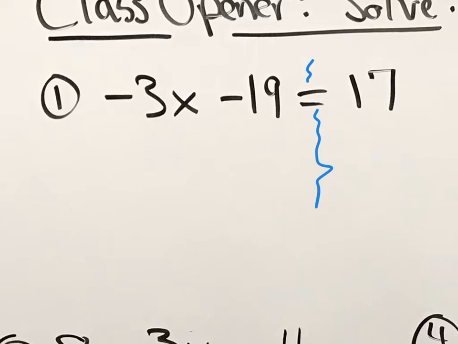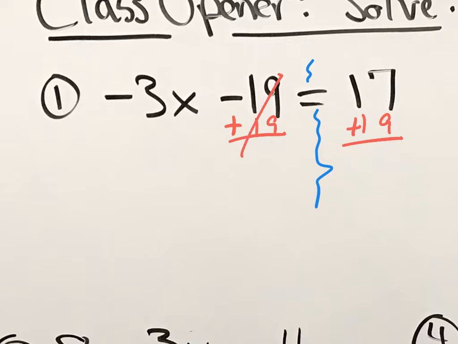You want to get x by itself on the left side. So it has a negative 3 and it has a negative 19. Which one do we get rid of first? Negative 19. Okay, so how do we get rid of it? The opposite, adding 19. Good. So what you do to one side, it's off balance. You do to the other side. Okay, so that cancels out.